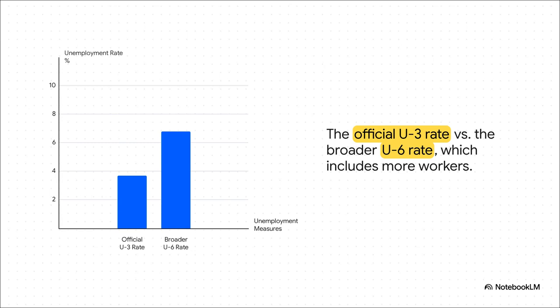The BLS actually has another number called the U6 rate that does include those discouraged and underemployed folks. And when you put the two side by side, it's a very different story. The U6 rate almost always paints a much tougher picture of the job market. The number we hear on the news is on the left. A more complete and, frankly, more honest story is on the right.